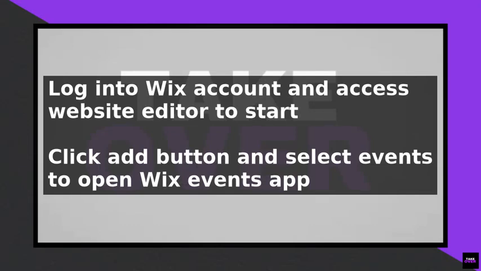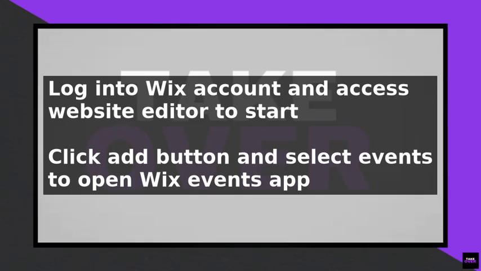To create an event on a Wix website, start by logging into your Wix account and accessing your website editor. From the editor, click on the Add button and select Events from the available options. This will open the Wix Events app where you can create and manage your events.